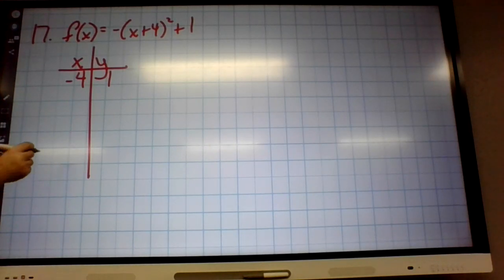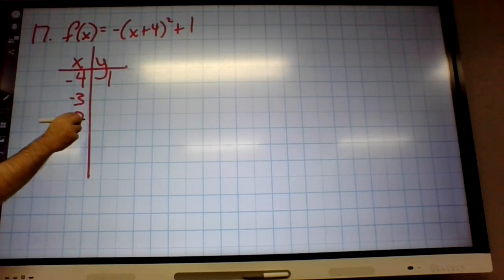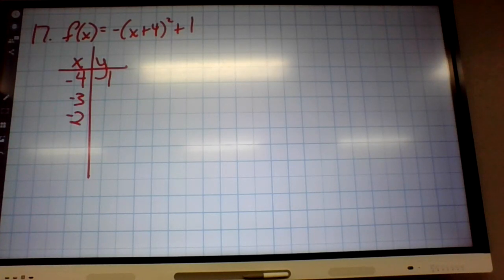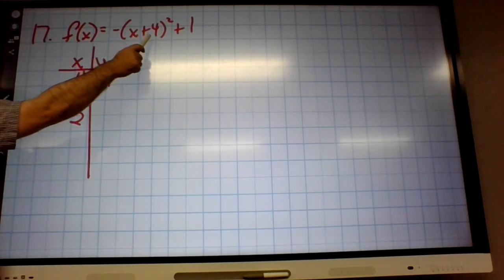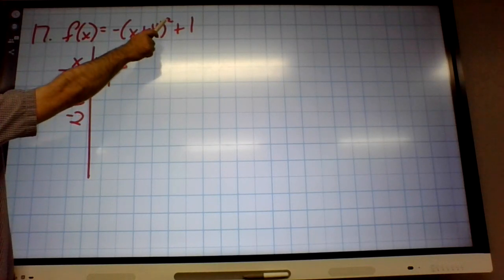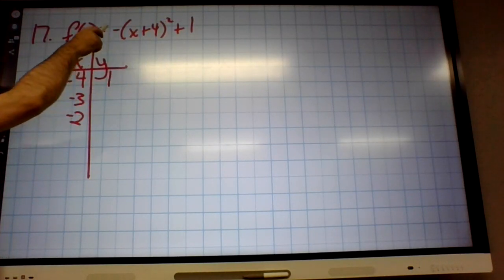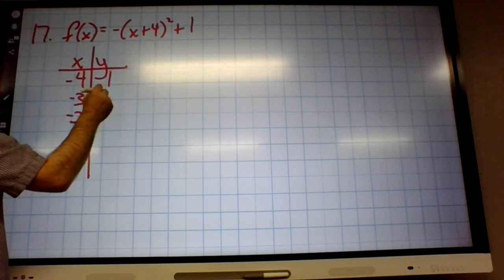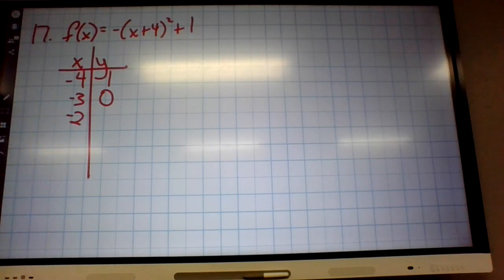-3, -2. If I plug in -3, gotta be careful on this one because there's a negative out in front of the parentheses. What's that gonna do to our graph? It should be going down if we do it right. Well, let's see what we get. -3 plus 4 is 1, so parentheses first. Then exponent, 1 squared is 1. Then the negative, -1, plus 1 is 0. So I did parentheses, exponent, negative, and then plus 1.